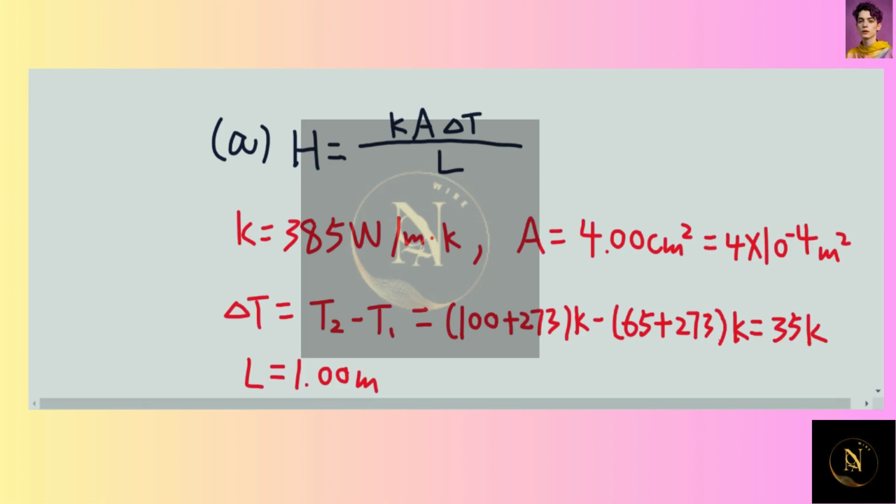Okay, so we know the heat conduction can be equal to kA delta T over L. K is the thermal conductivity, A is the section area, delta T is the change in temperature, and L is the original length. In this case, we use the thermal conductivity of copper, which is 385 watts per meter Kelvin, because the one end in the boiling water is made of copper, and the heat is flowing from the boiling water part to the ice part.